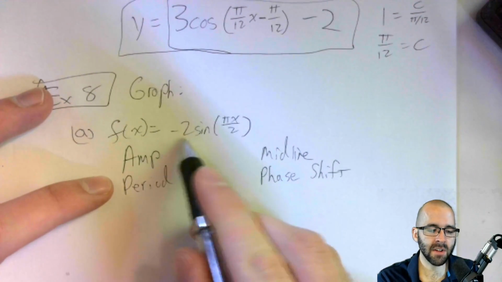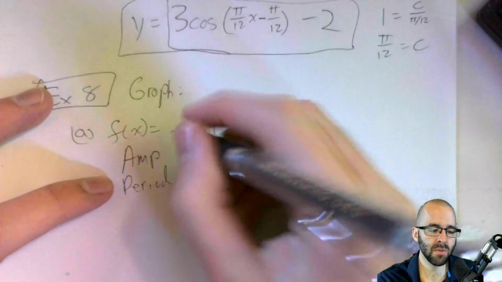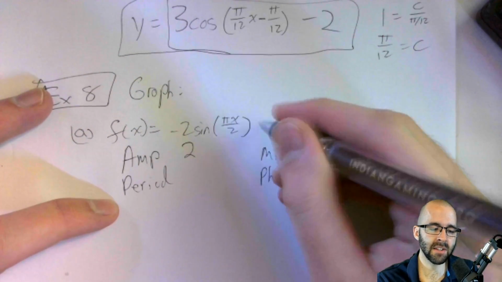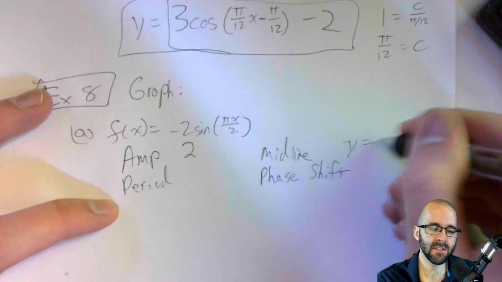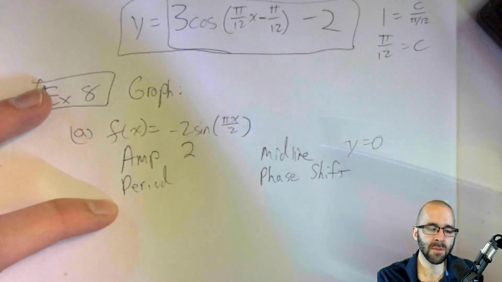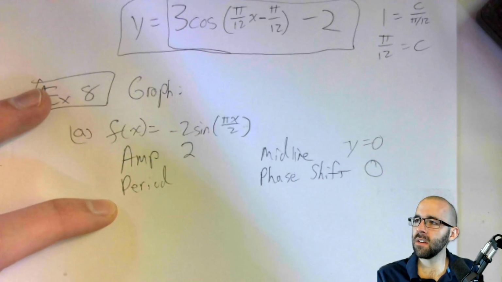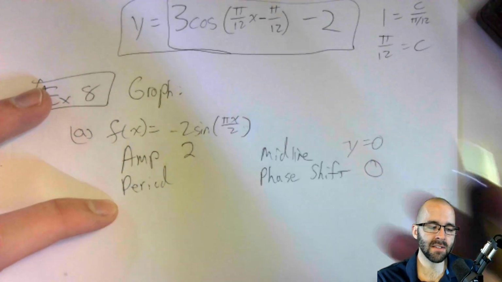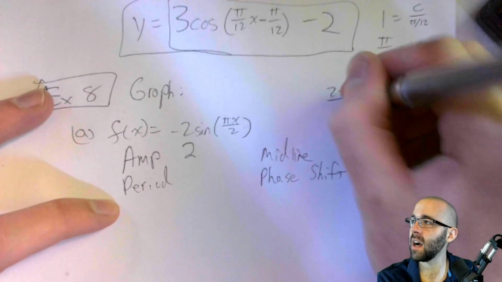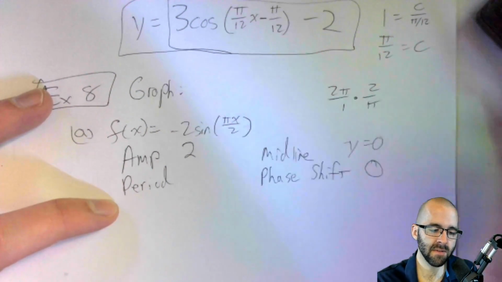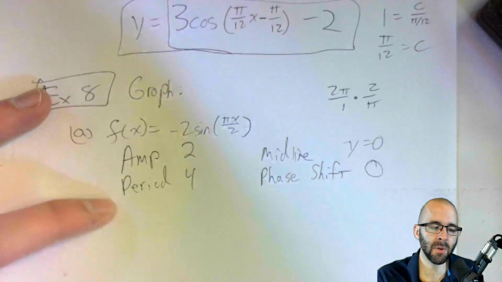So the amplitude is going to be the absolute value of A, which is 2. The midline is going to be this plus D. That's just the line y equals 0. Phase shift, well, there's nothing added or subtracted in here. That's also 0. And the period is going to be 2 pi divided by this. So it's going to be 2 pi divided by, or multiplied by the reciprocal, 2 over pi. And it cancels to just become 4.